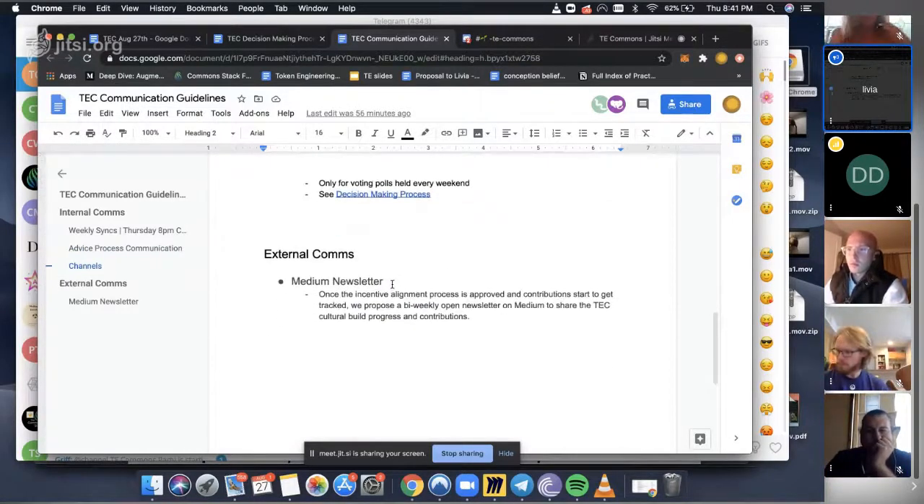And then for external communication, we propose that if the incentive alignment proposal passes, we would track the contributions every 2 weeks and share them in a Medium newsletter, so people can know what is going on with the cultural build, and who and how the contributions are happening.